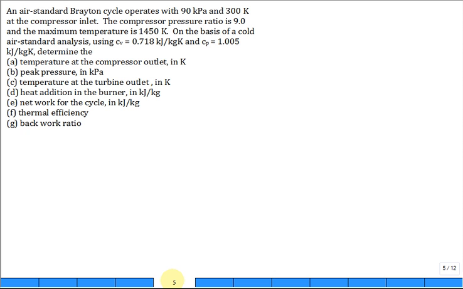Let's take a look at solving one problem. An air standard Brayton cycle operates. They give you the pressure and temperature at the compressor inlet. The pressure ratio is 9, not very high; there's a lot higher. The maximum temperature is 1450 K. Often it's based on metallurgical considerations.